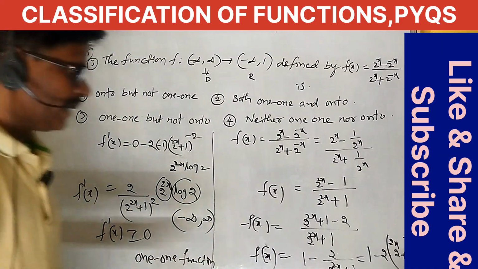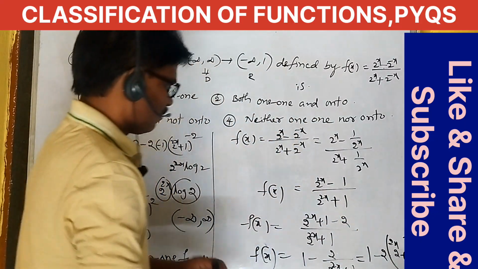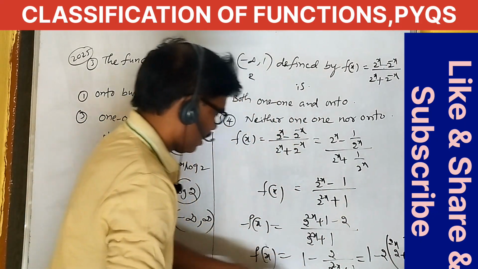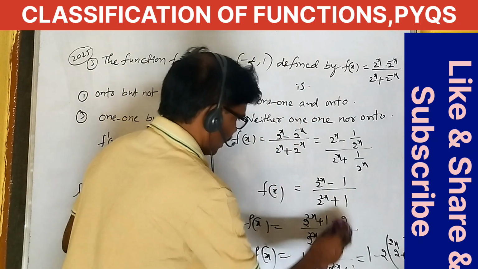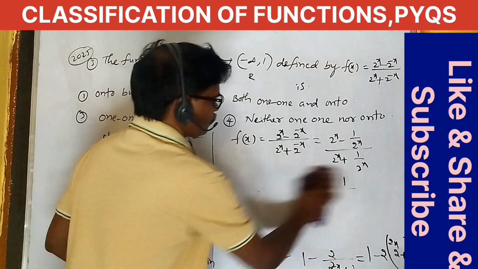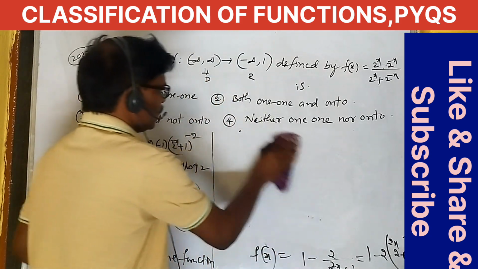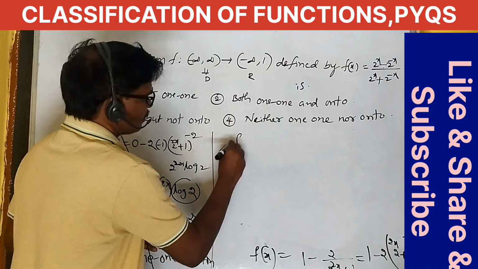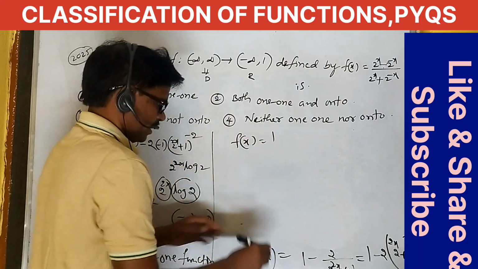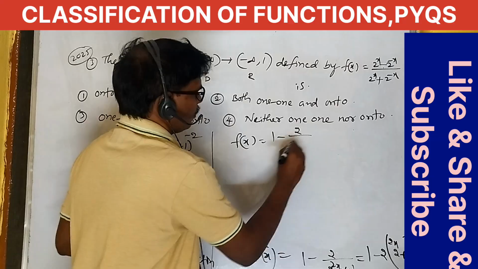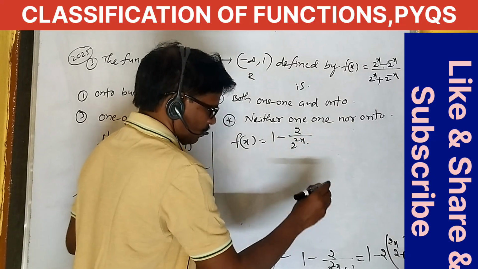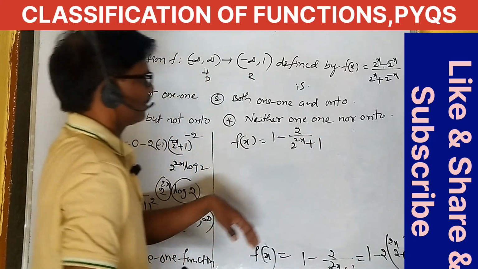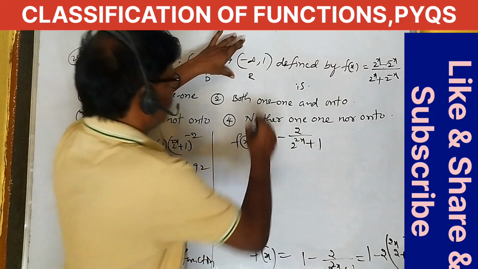Next, check the onto function. What is our f of x? Check whether it is onto or not. The f of x value is 1 minus 2 by 2 power 2x plus 1. What is the range? This is the codomain.